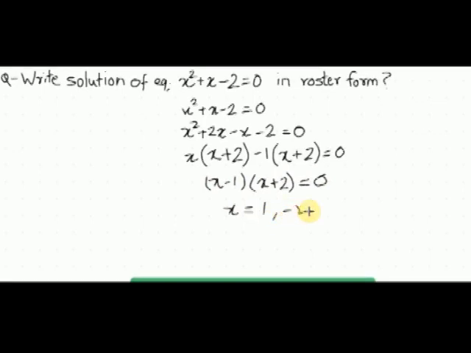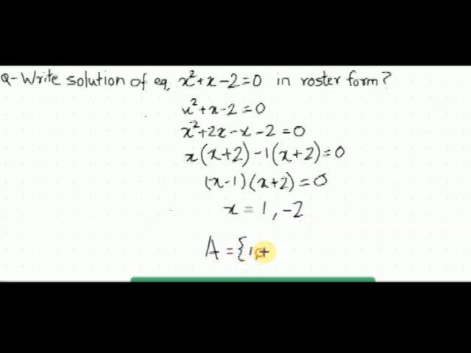minus 2. So according to the question, what we have to do, we have to write these solutions in roster form. So we will write it as a set A equals to, and the solutions in it is 1 comma minus 2 and curly bracket closed. Okay, so remember, whenever we represent the set, we represent it in the curly brackets. Fine, you can note it down if you want.